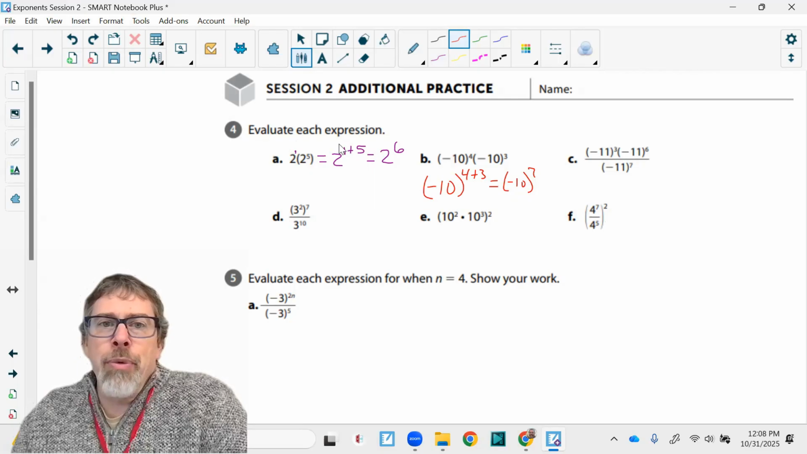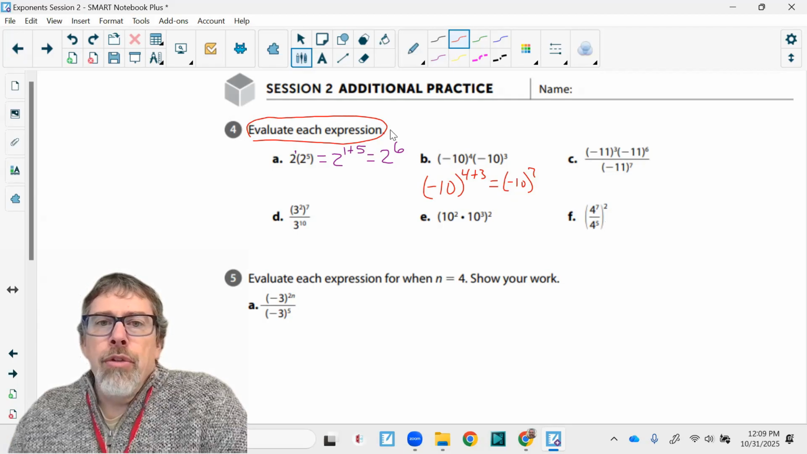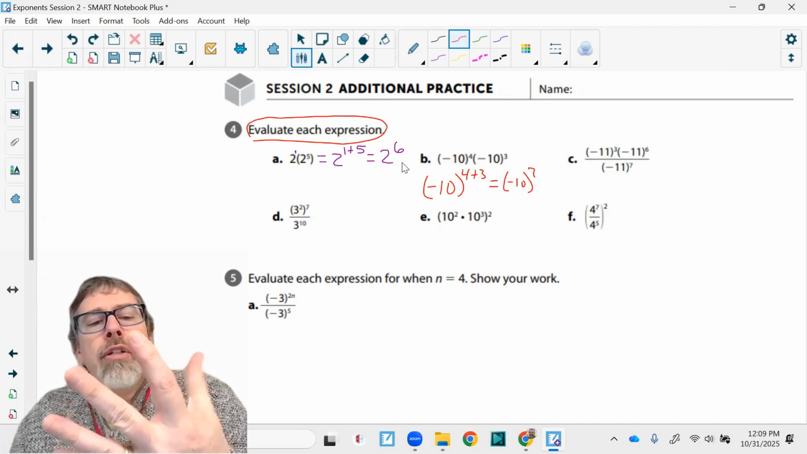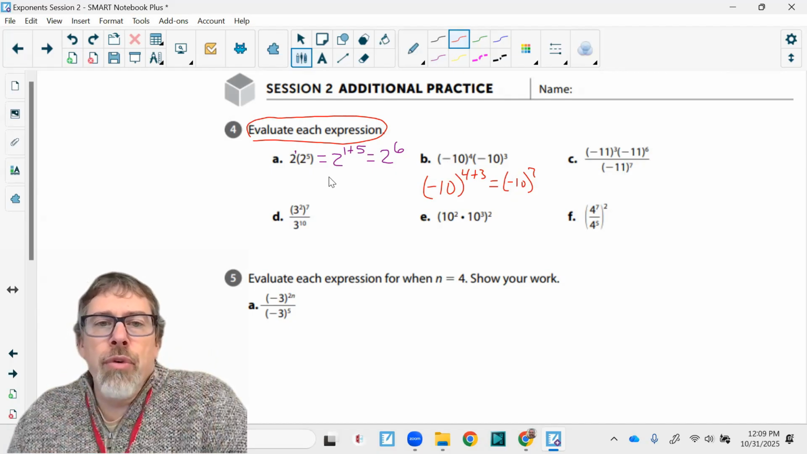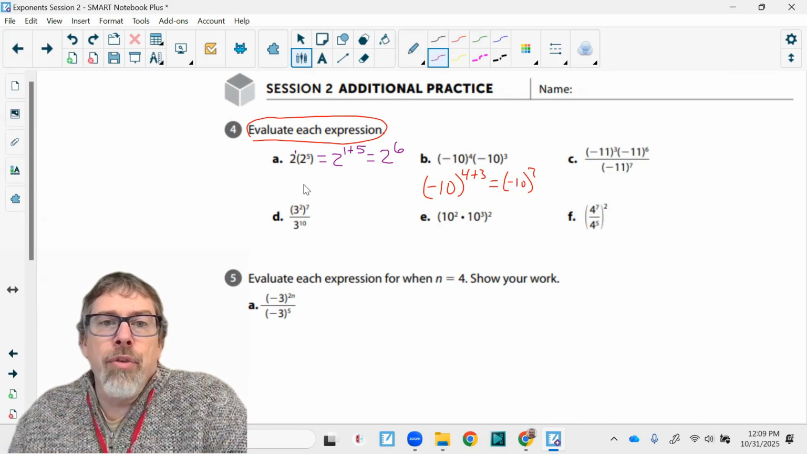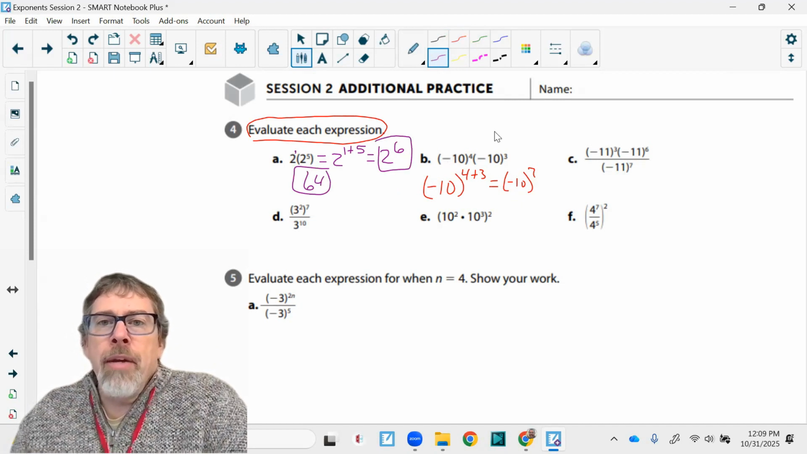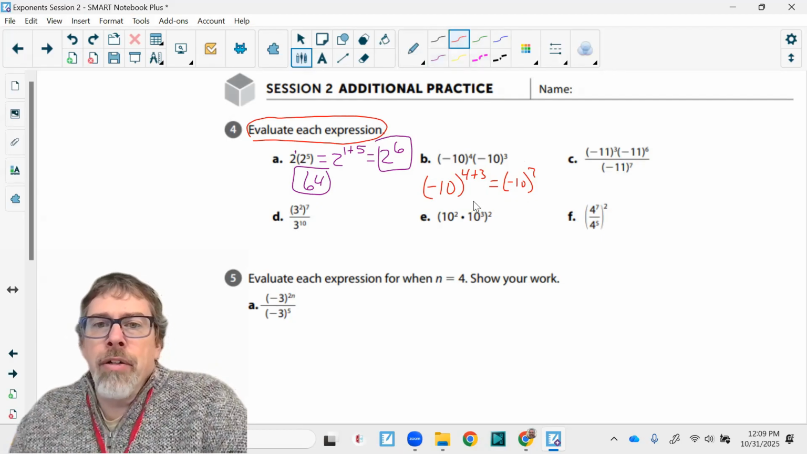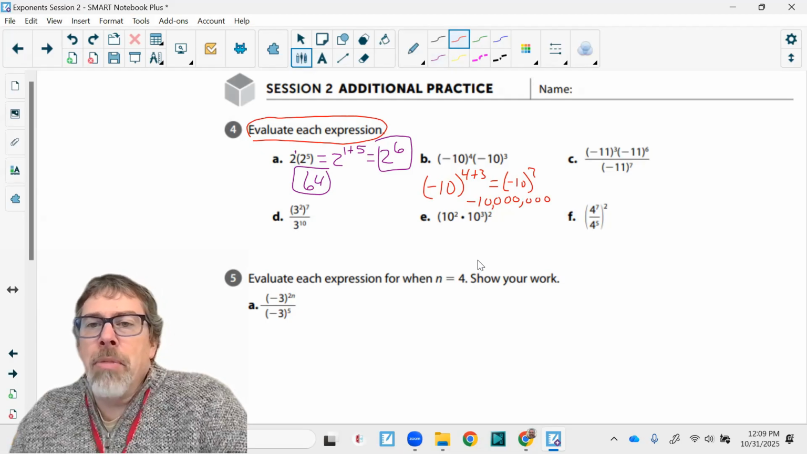Now it says to evaluate each expression. So 2 times 2 is 4, times 2 is 8, times 2 is 16, times 2 is 32, times 2 is 64. So the answer to A actually is 64. Okay, 2 to the 6th power, which is 64. And then what is negative 10 to the 7th power? Well, it's going to be negative, and 10 with 1 with 7 zeros. Okay, the 10s are easy. So that's going to be negative 10 million.